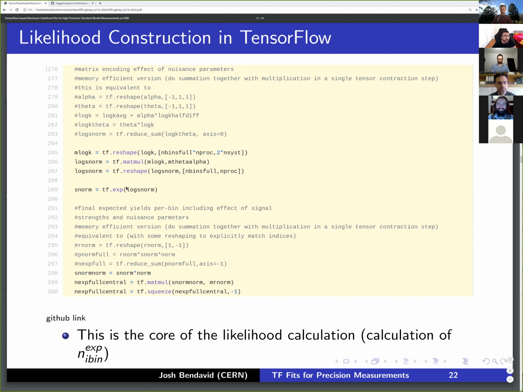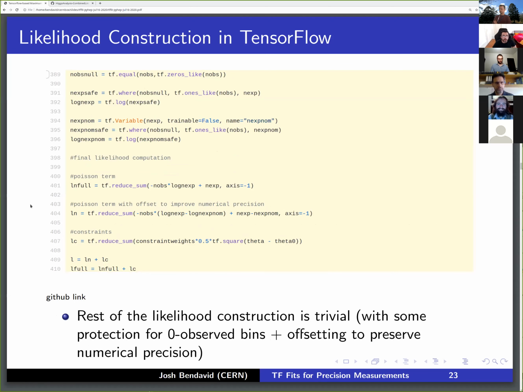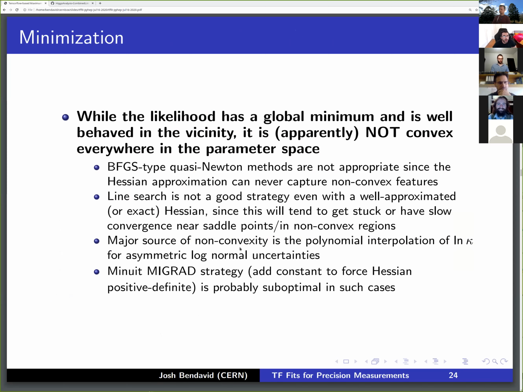In the comments of the code, it's written out more explicitly in a way which matches a bit closer to the way the formulas are written out. But you can imagine that this is an extremely efficient way to do this. And of course, the reshape and squeeze operations are zero ops computation. The rest of the likelihood construction is kind of trivial. It's just the sum over n log n plus n and the constraint term. So this is really easy once you get to the end. There are of course some details about protecting against 0 observed bins and things like that.